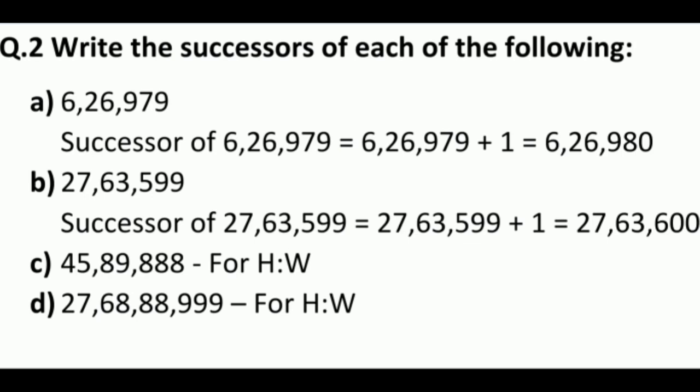Moving on to part B. Part B is 27,63,599. Now for finding out the successor, again we just need to add 1, and when we add 1 to the given number, we find that the successor comes out to be 27,63,600. So in this way you can calculate the successor. Part C and part D are meant for your homework. The digits in part C are 4589888 and in part D are 276888999. I think you can easily do the question in your homework.